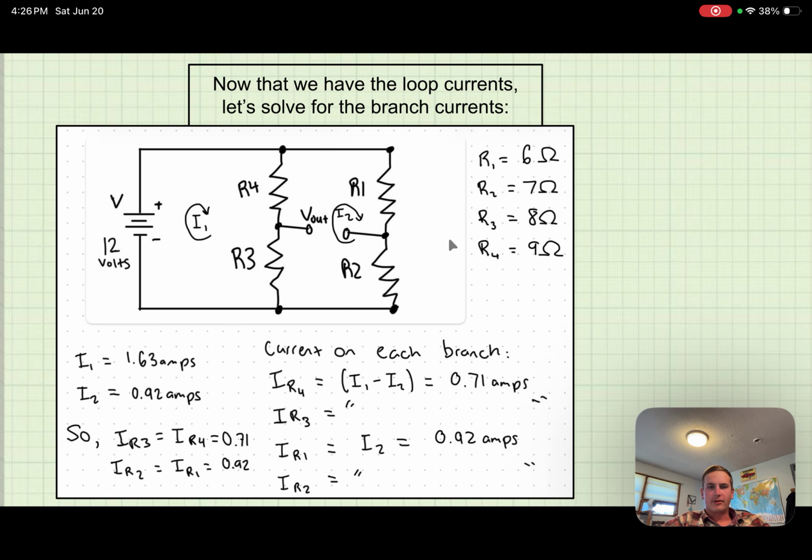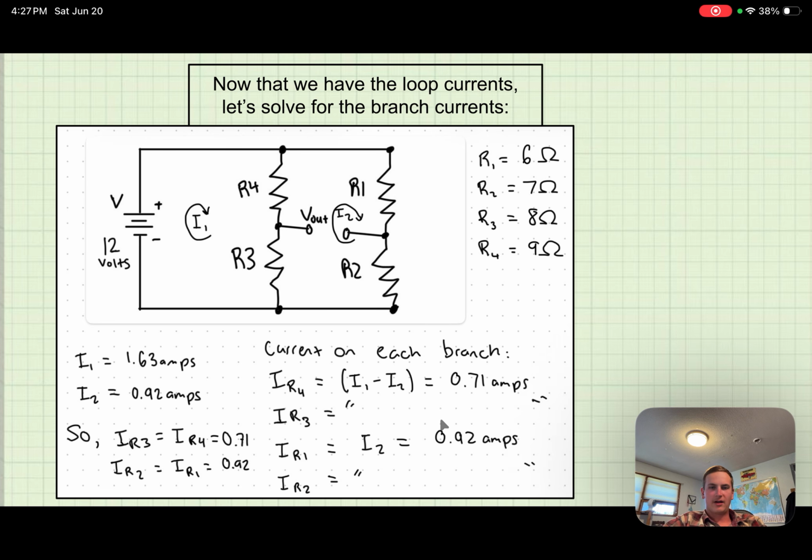Okay, so we got the loop currents for loop 1 and loop 2. Let's use those to solve for the branch currents. So each resistor essentially is going to be a branch. If V out was connected, there would be 5 branches, maybe 6, depending on how you figure it, or 5 and 6 would be equal, I'm not exactly sure. But because V out is disconnected, you end up still having 4 branches, right? They're separated by these nodes here in the middle. But because there's only 1 room here and 1 room here, you have I1 and I2, these two branches and these 2 branches are going to be the same.